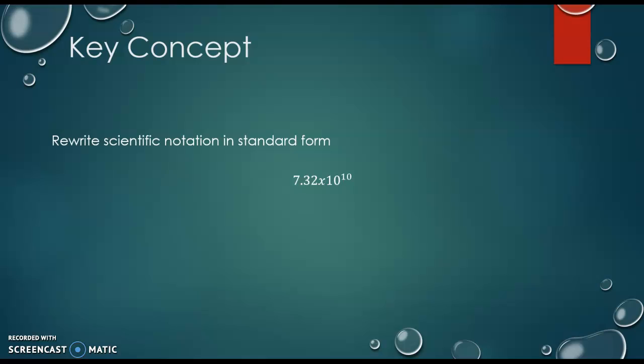All right, so another key concept, writing scientific notation in standard form. We're going to move the decimal to the right. So I like to kind of rewrite my decimal so that I have space. I need to do 10 moves. So from where it is, I'm going to go to the right. 1, 2, 3, 4, 5, 6, 7, 8, 9, 10.